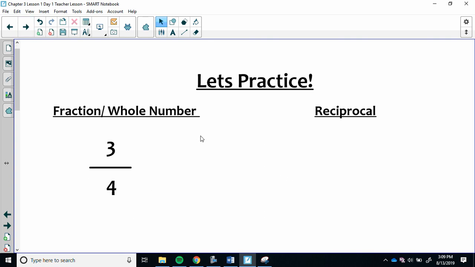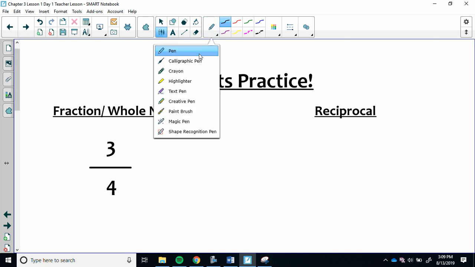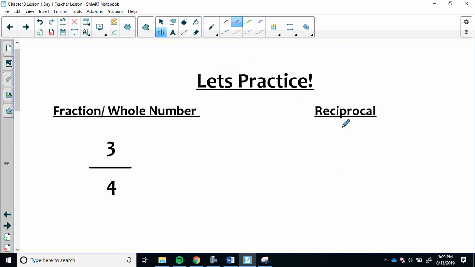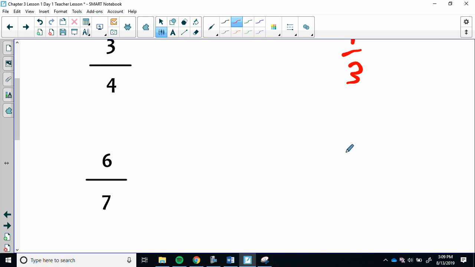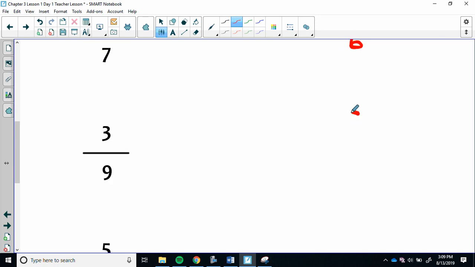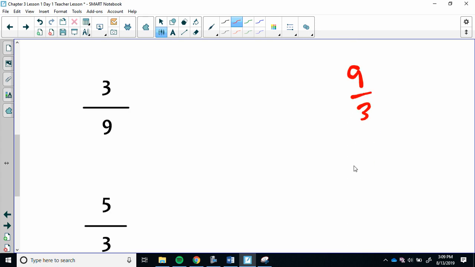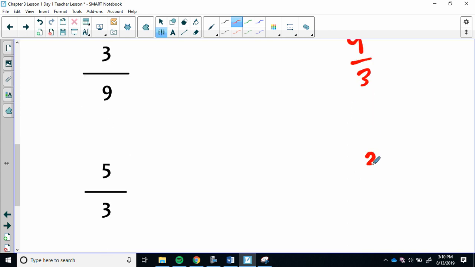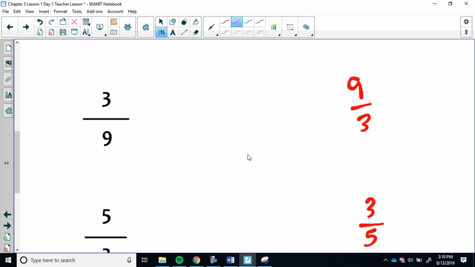Practice. Fraction, whole number, reciprocal. The reciprocal of 3/4 would be 4 over 3. The reciprocal of 6 over 7 would be 7 over 6. The reciprocal of 3/9 would be 9 over 3. The reciprocal of 5/3 would be 3 over 5. Pretty easy, not hard.